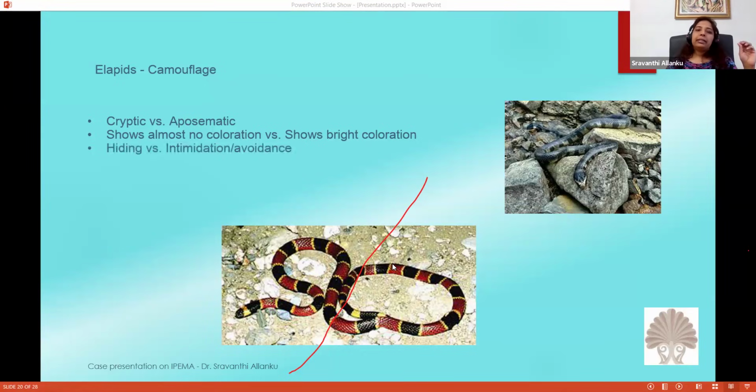Now, why do they do that? The cryptic kind, they are trying to basically hide. They are hiding because their strategy is to ambush. You will have no idea where they came from. However, the aposematic type, their strategy is by intimidation or avoidance, meaning to say they are declaring to the world that I am poisonous, hands off, don't come near me. Okay, so that is also the reason why these snakes are called coral snakes because they are so brightly colored.